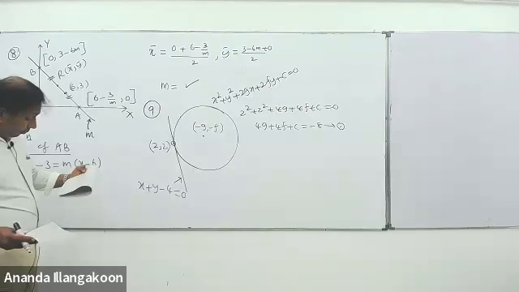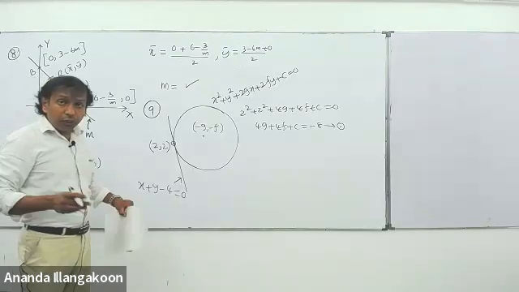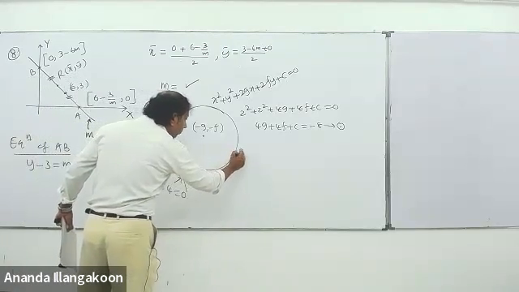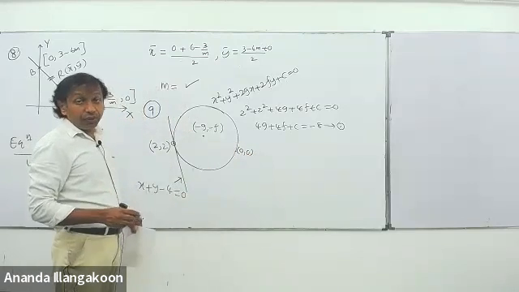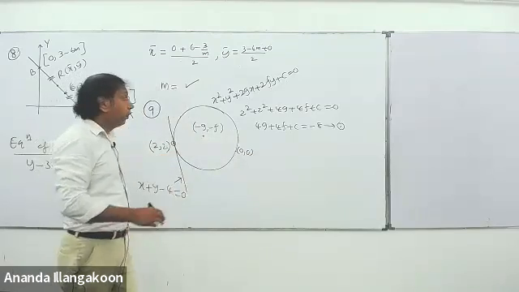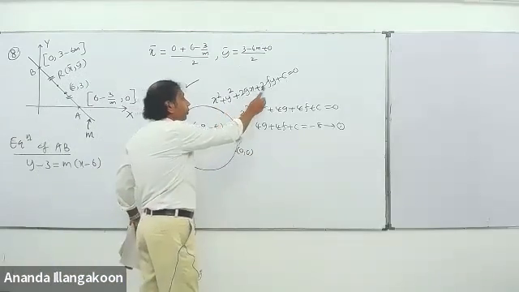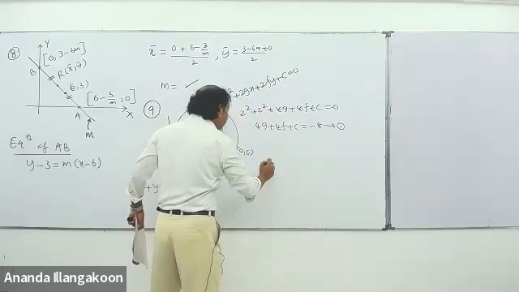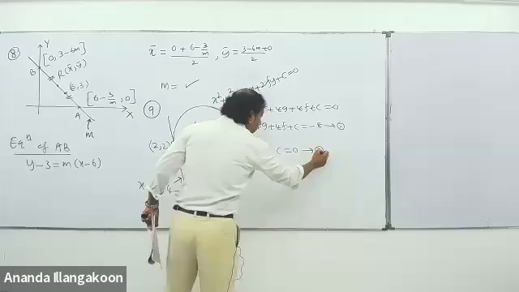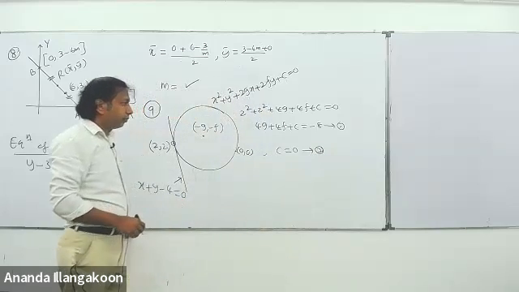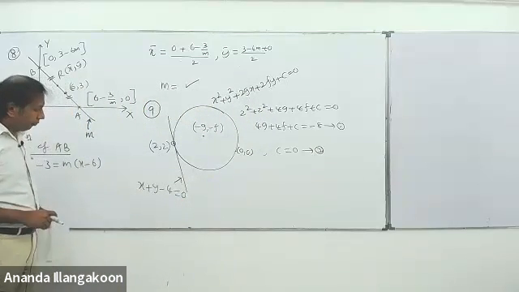Right. This passes through the origin, no? Then (0, 0) is also on the circle. Put (0, 0) here, and this is all 0. Then c will be 0. Right? c equals 0. Number 2.